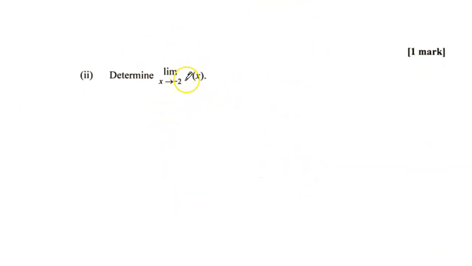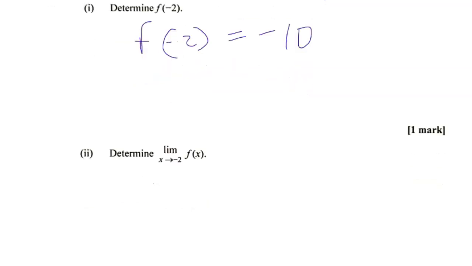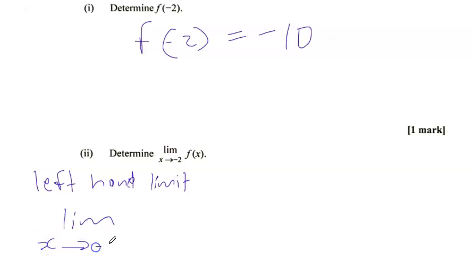Determine the limit as x approaches negative 2. Now to do this, we need to find what we call the left-hand limit and the right-hand limit. So let's deal with both of them. So left-hand limit. And the left-hand limit is simply for when x is less than the value here, in this case negative 2. So limit as x approaches negative 2 from the left.